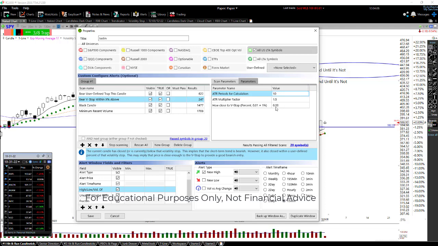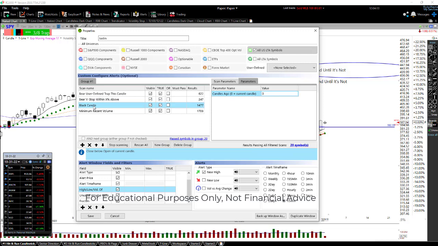And this is saying it's got to be within 3% of the V-stop. That's all this is saying. Black candle is simply saying that you want a bearish candle. In a nutshell, that's what it's saying. We use black and white charts, so that's why it's a black candle. It's a red candle for those that use a red and green candle. It's the same candle. We just use a black candle and white candle, so that's why it's named black.